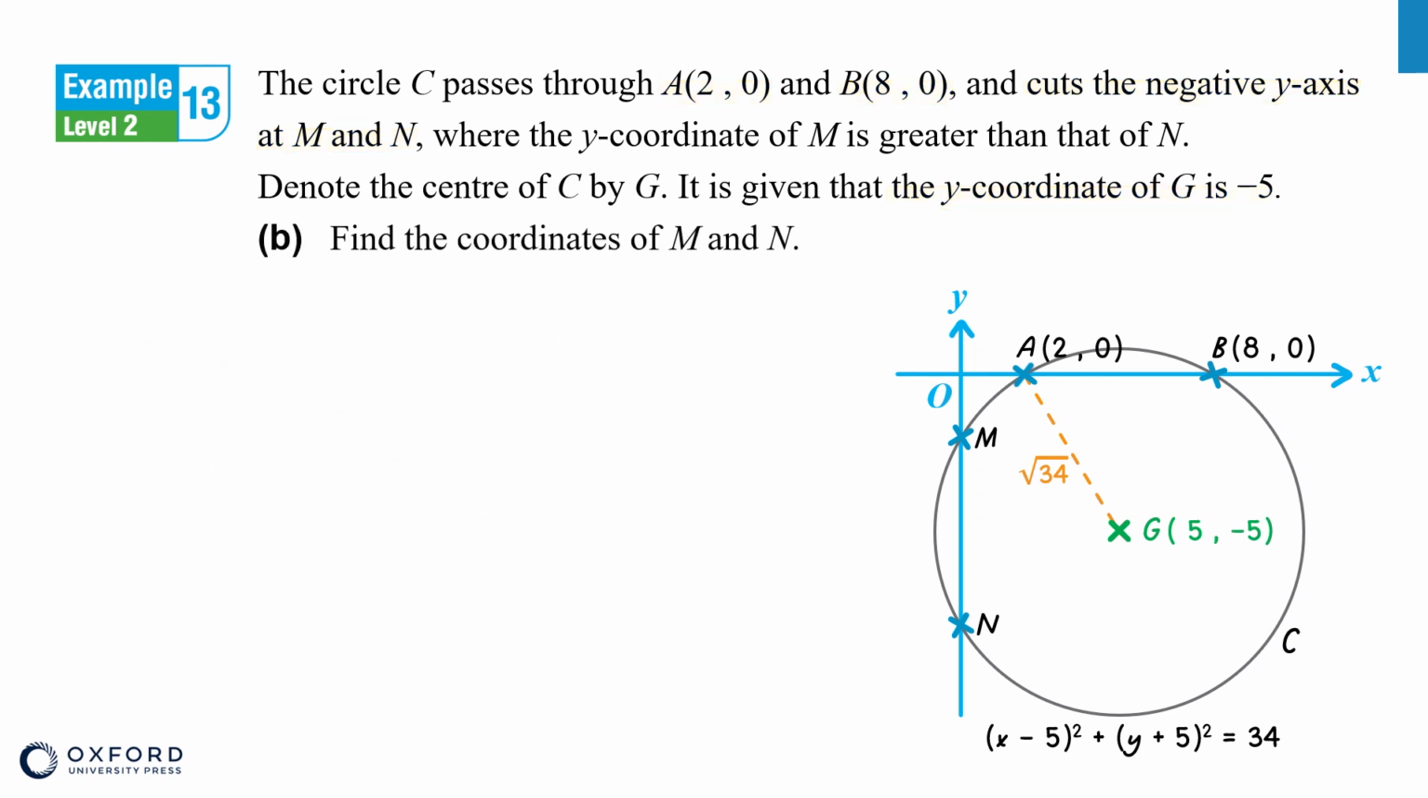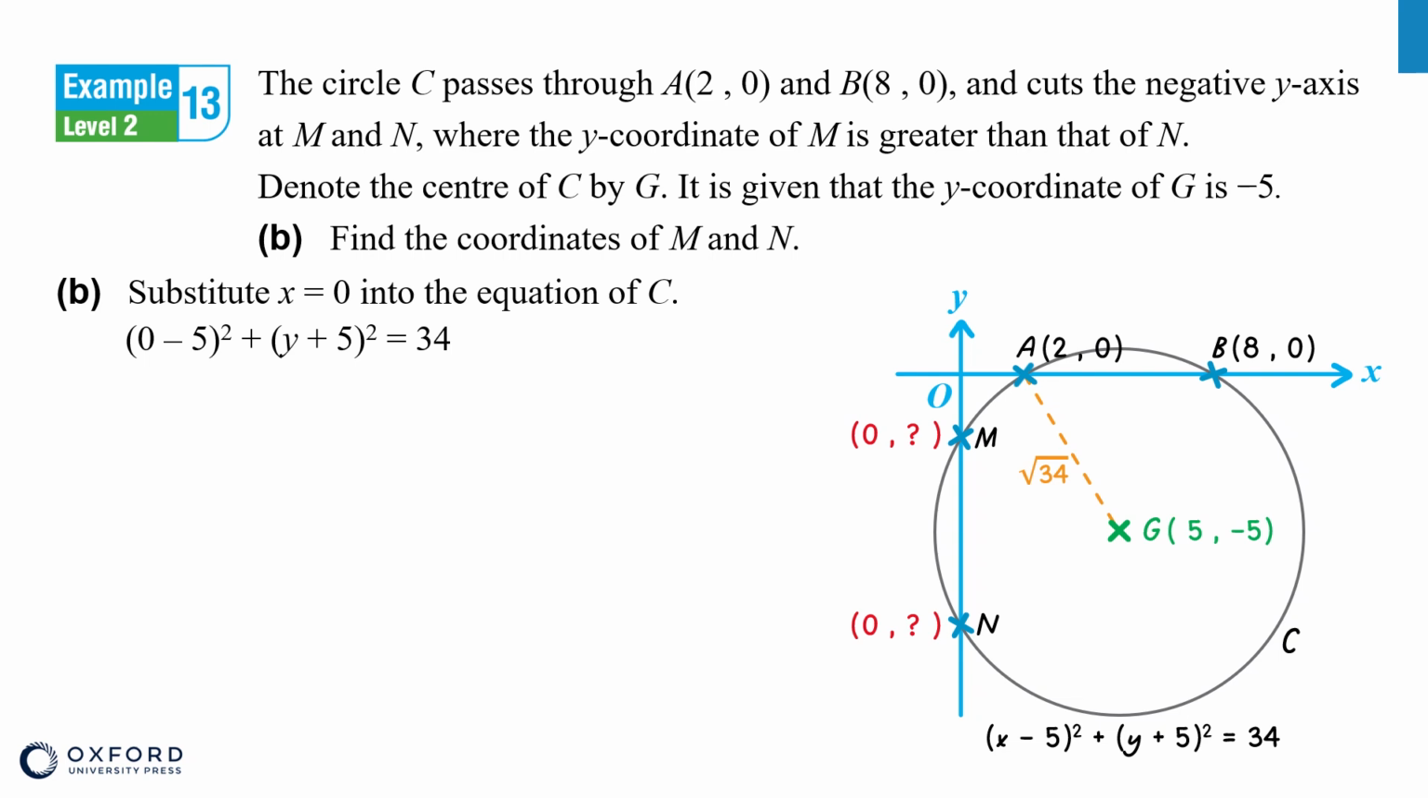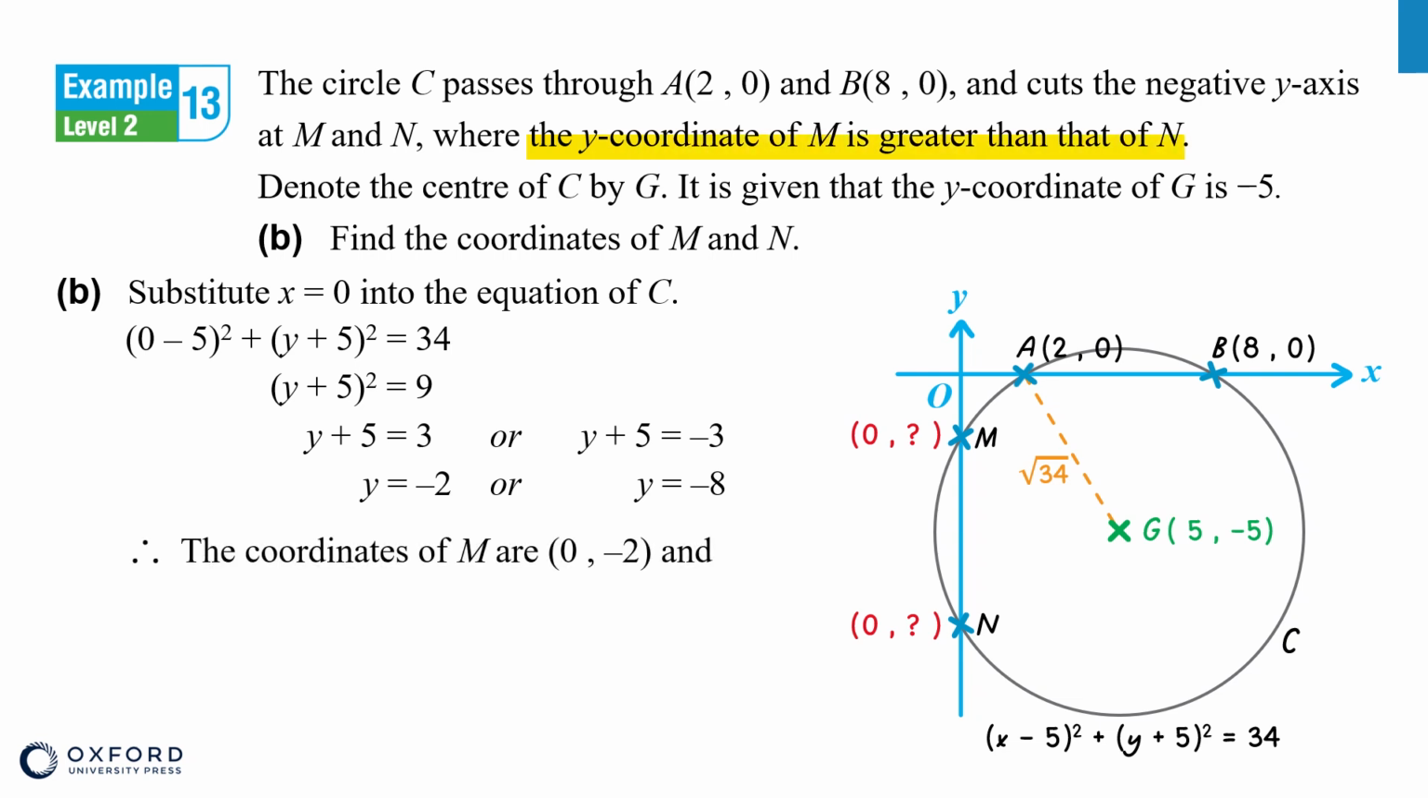In part B, we need to find the coordinates of M and N. M and N are points where C cuts the y-axis, so the x-coordinate is 0. So we can substitute x = 0 into the equation of C to obtain a quadratic equation in y. Solving it, we get y = -2 or y = -8, which are the y-coordinates of M and N. According to the question, the y-coordinate of M is greater. So the coordinates of M are (0, -2), and the coordinates of N are (0, -8).